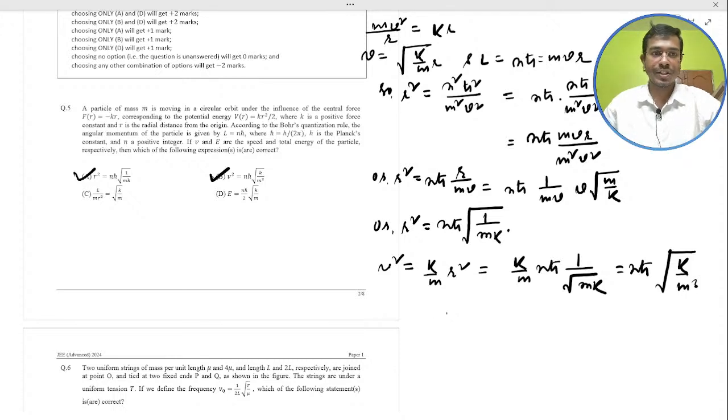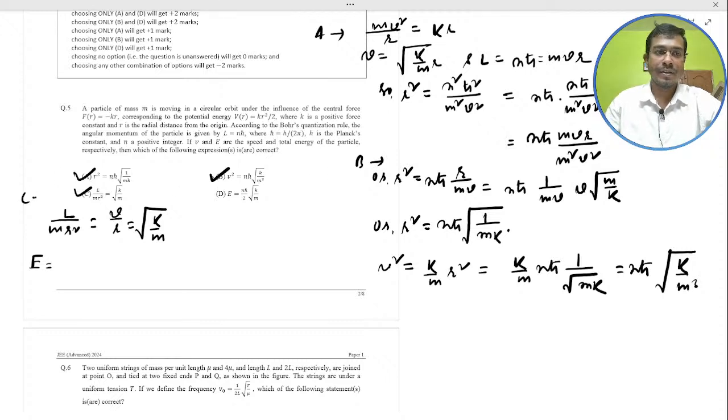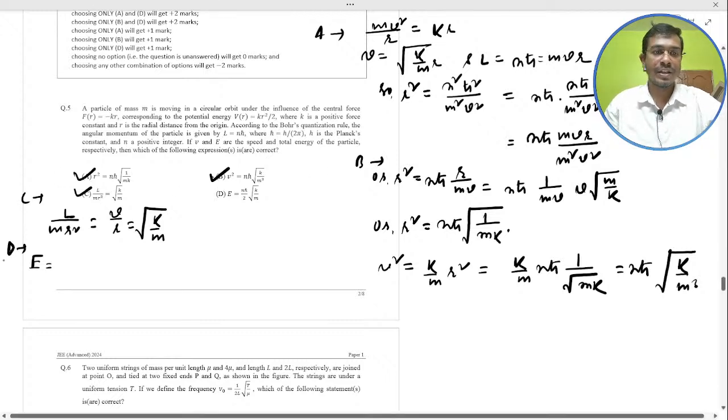Now check option C. L/(mr²) equals v/r, that is √(k/m). This is also satisfied. Now we check the options: this is checking option A, option B, option C, and last for D.